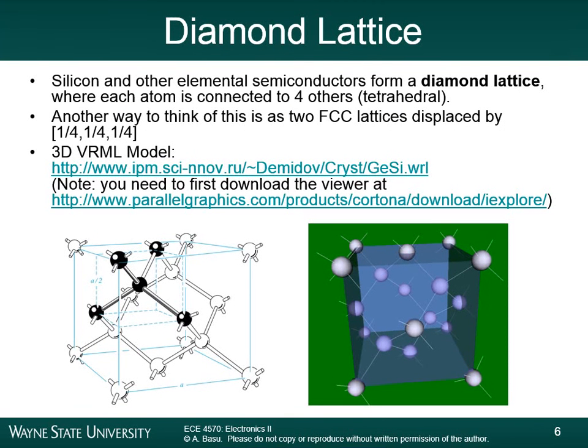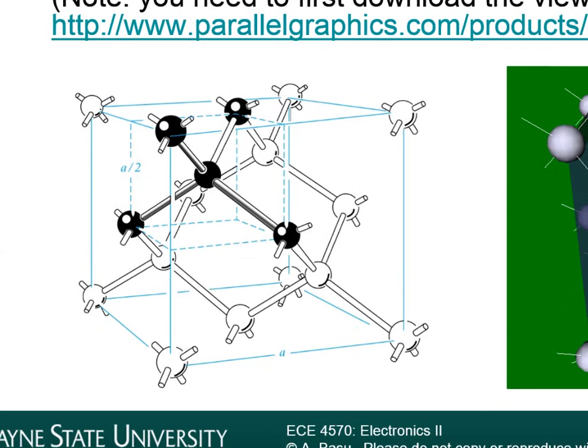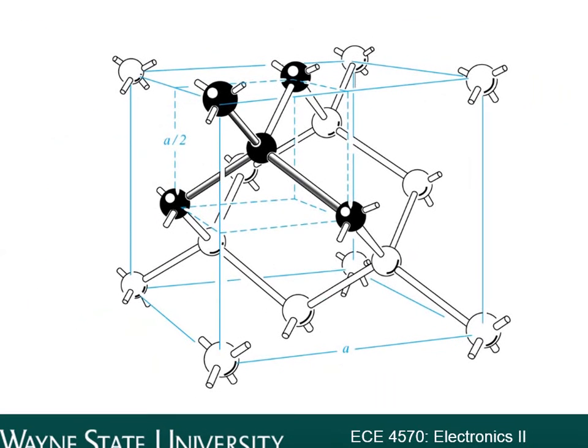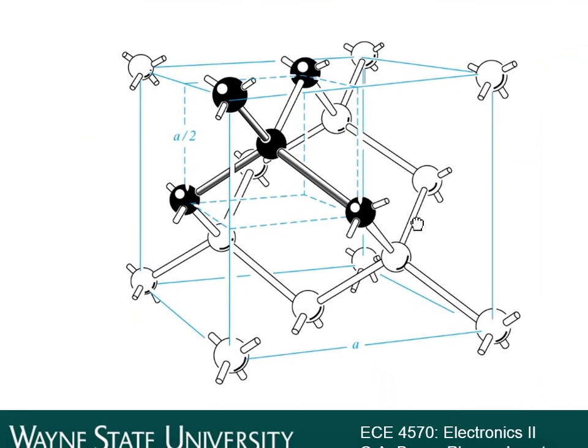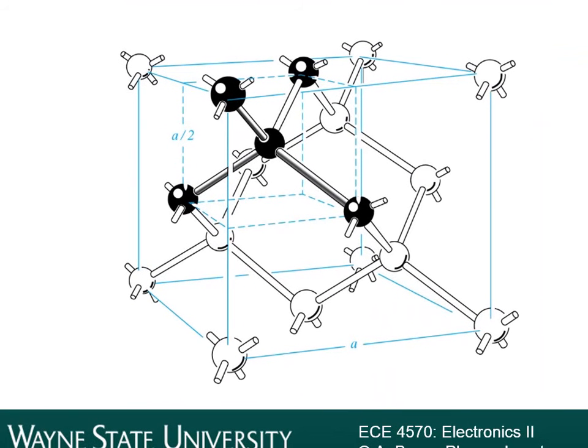So this is what the crystal structure of silicon looks like. Let me first point out the things that we have in common here. Keep in mind that each one of these silicon atoms is bound to four other silicon atoms around it. So let's take this black one in the middle here. This black silicon atom is bound to four other silicon atoms around it, which are also in black.